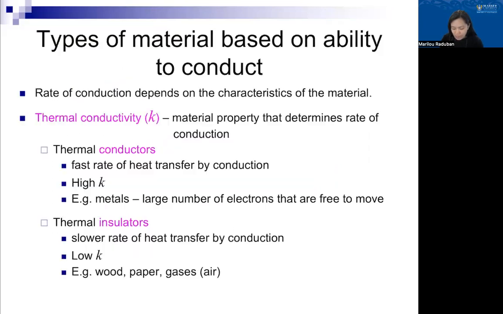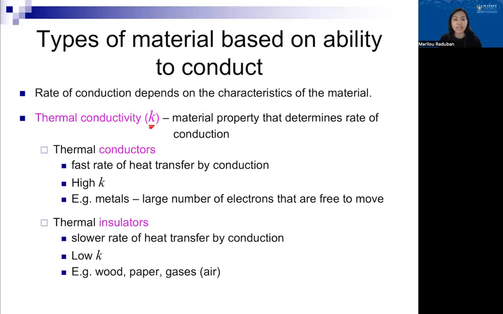We can classify different materials according to how efficiently they can transfer heat via conduction. And we classify them according to their thermal conductivity. The thermal conductivity, for which we use the symbol small k, just a normal lowercase k, is a property of the material that determines how well it can transfer heat by conduction. And so every material will have its own specific value for thermal conductivity.